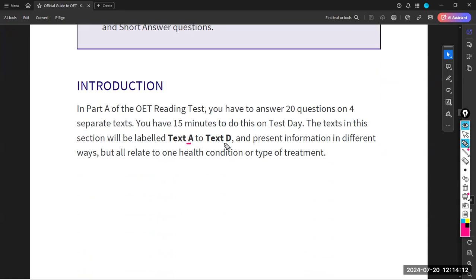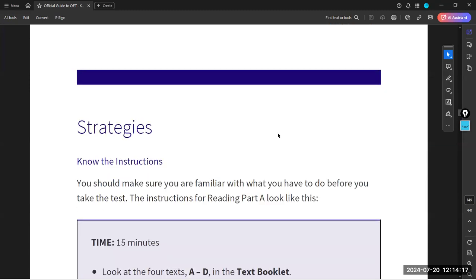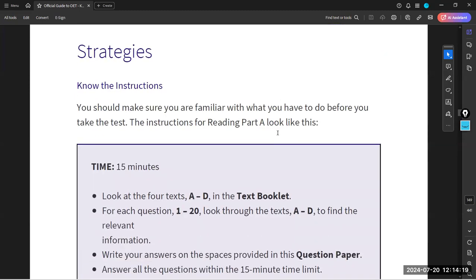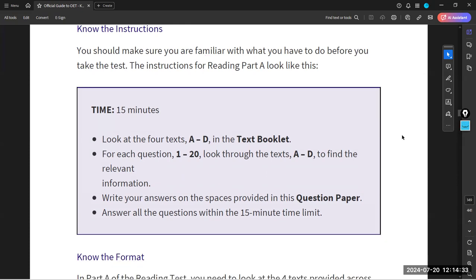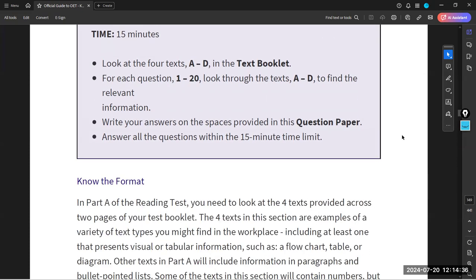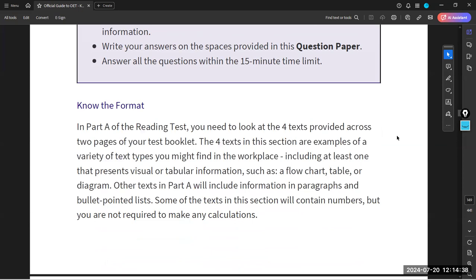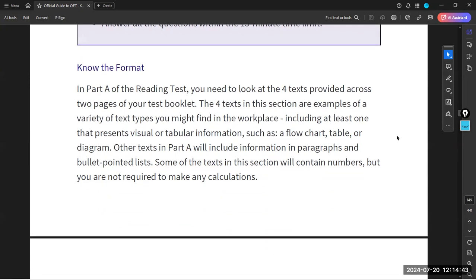Keep in mind that we have 4 texts in part A. We have text A, text B, text C, and text D. Now, we should make sure that we are familiar with all the questions in part A, just to make it easy and to save my time, just to be able to answer all the questions in 15 minutes only.